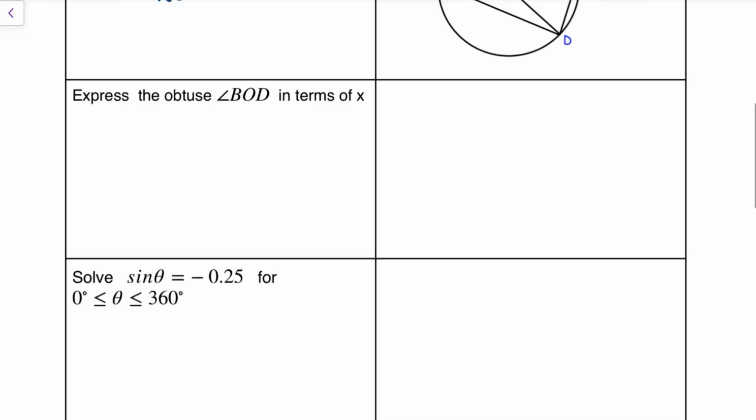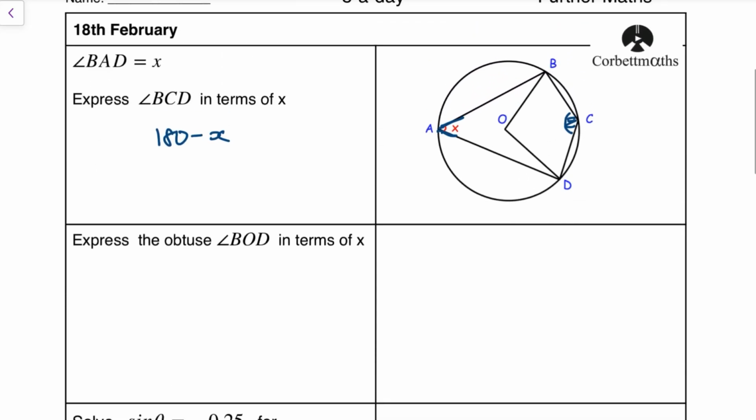Next question. Oh, actually it's a carry-on question, isn't it? Express the obtuse BOD in terms of X. So the obtuse BOD is the one that's inside, because obtuse is between 90 and 180. So it wants this angle here. Now, this is where you need to be careful. The circle theorem you're thinking of is the one that looks like an arrow, which is this arrow here. So don't get confused with the angle we've just worked out.